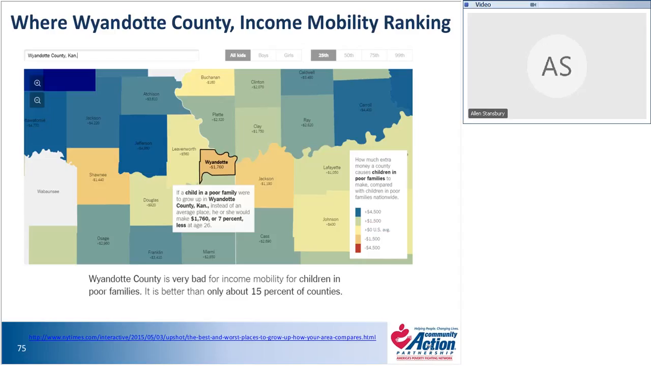Here we show another interactive graphic from the New York Times showing that, in this case, if a child in a poor family were to grow up in Wyandotte County, instead of an average pay, he would make $1,760, 7% less, at age 26. In other words, that is a very low ability to become mobile. And down here, they concluded that Wyandotte County is very bad for income mobility for children in poor families. It is better than only 15% of counties. So that's very, very low for that county.